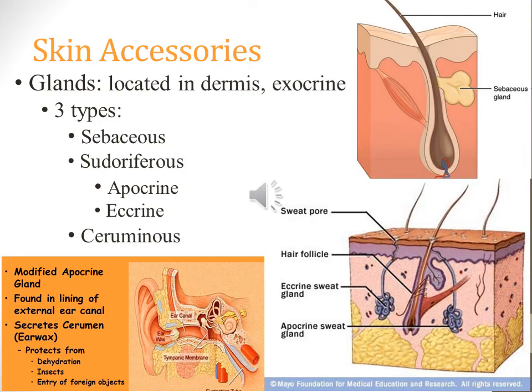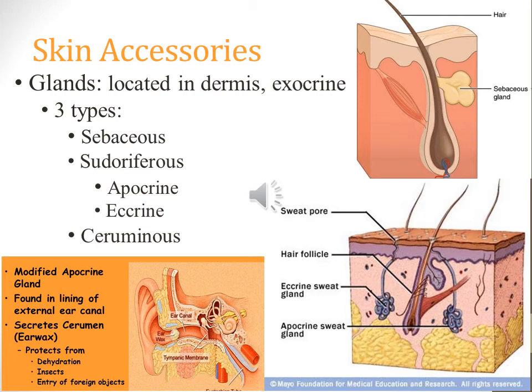This is a busy slide. We've got a lot of things going on when we talk about glands. Your glands are located in the dermis, and in this particular case, they're exocrine glands, meaning they secrete to the external body. For the most part, you're going to be seeing the results of their work come to the surface.